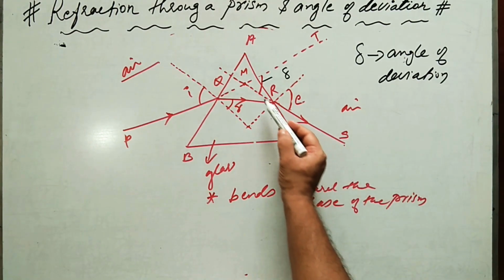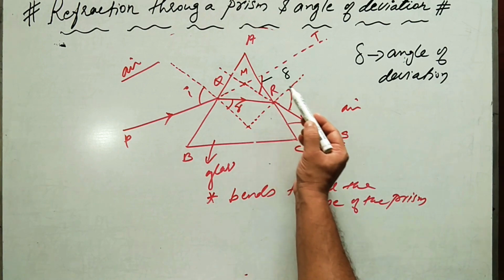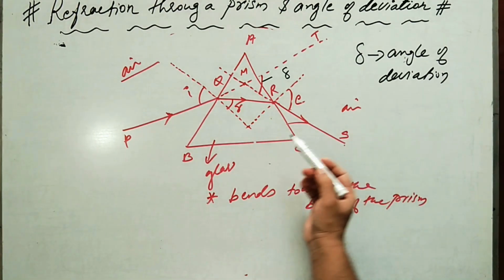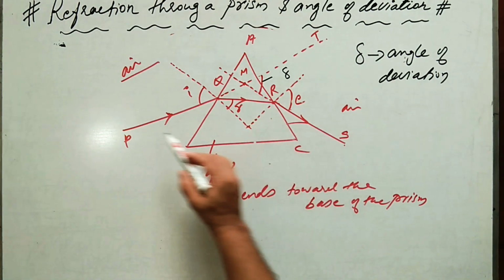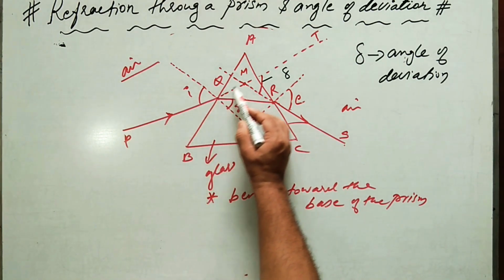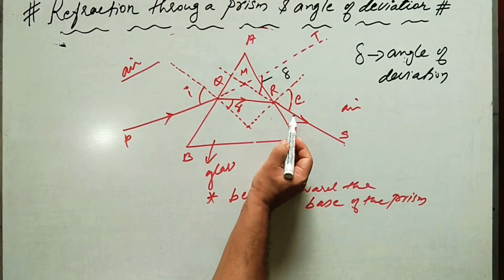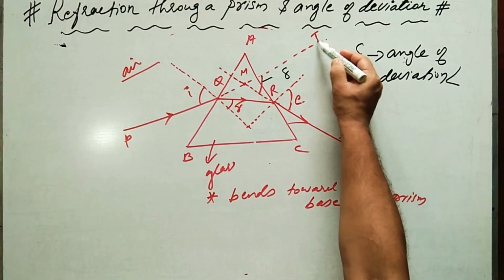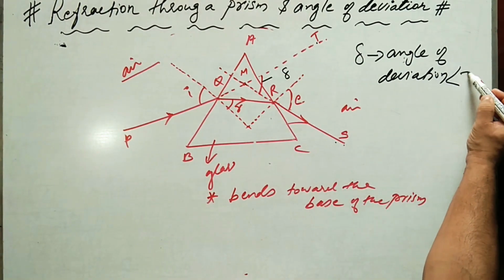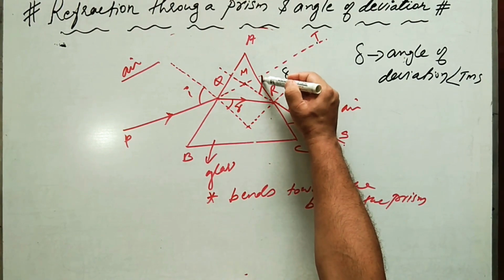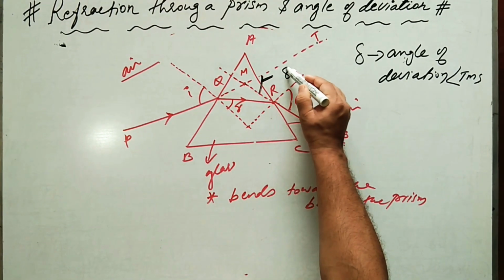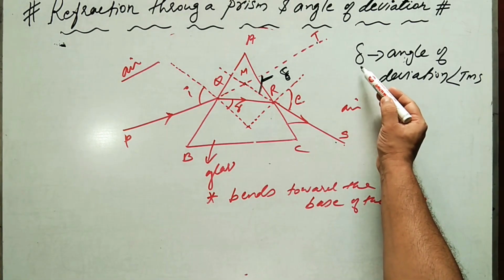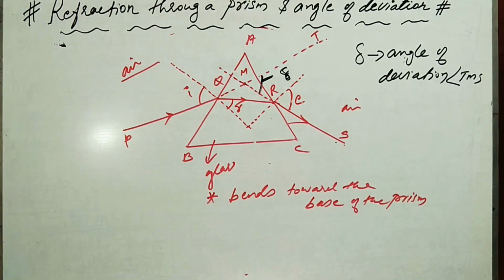As you can see, the angle of deviation is the angle through which the emergent ray has shifted from its original path. So the angle of deviation is the angle between the incident ray produced forward and the emergent ray produced backward. I can write angle TMS, this angle is known as delta, the Greek letter delta, and it's known as the angle of deviation.